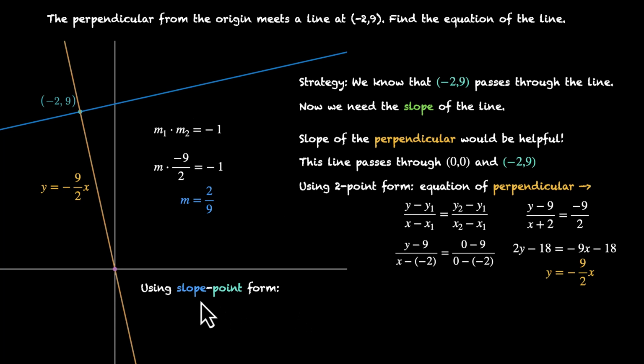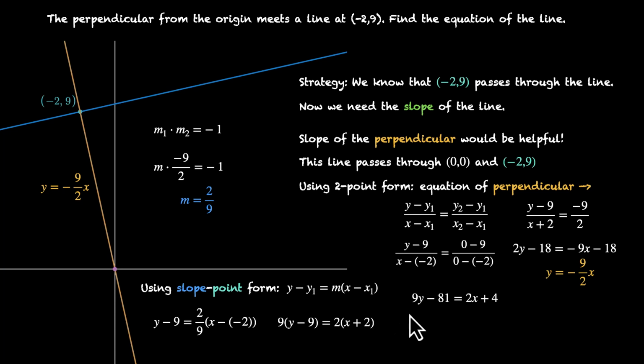So we can wrap this up. The slope point form is y minus y1 equals m times (x minus x1). Plugging in x1, y1 as -2, 9 and slope as 2 by 9, this is what we get. y minus 9 equals 2 by 9 times (x minus -2). So this becomes 9 times (y minus 9) equals 2 times (x plus 2). So this becomes 9y minus 81 equals 2x plus 4, or 9y equals 2x, 81 goes here, becomes 85. So 9y equals 2x plus 85. This is the equation of this required line.